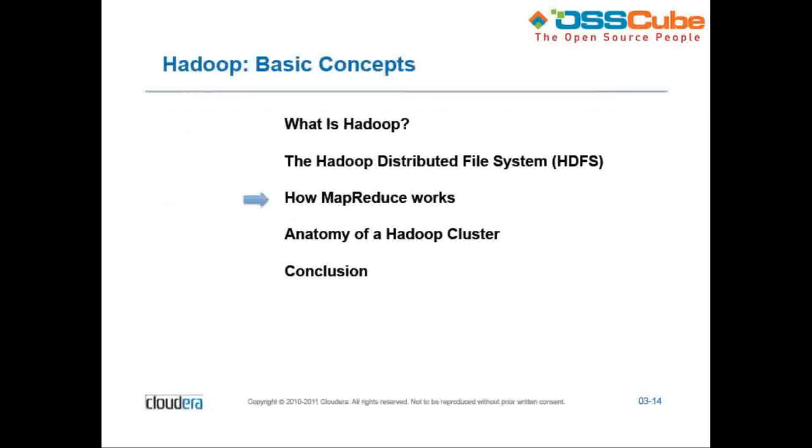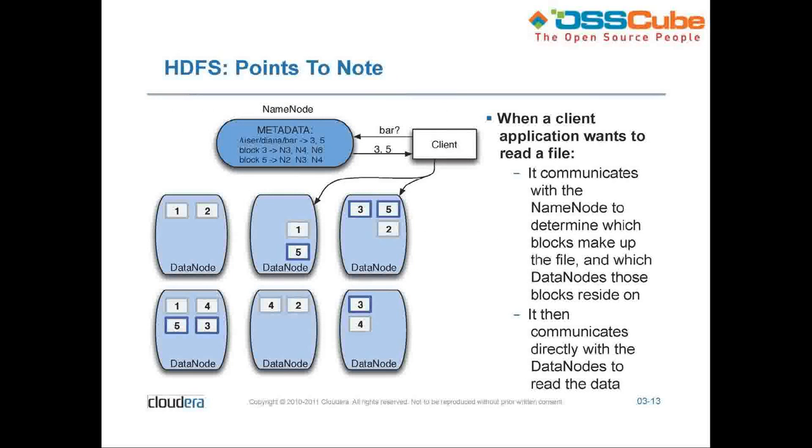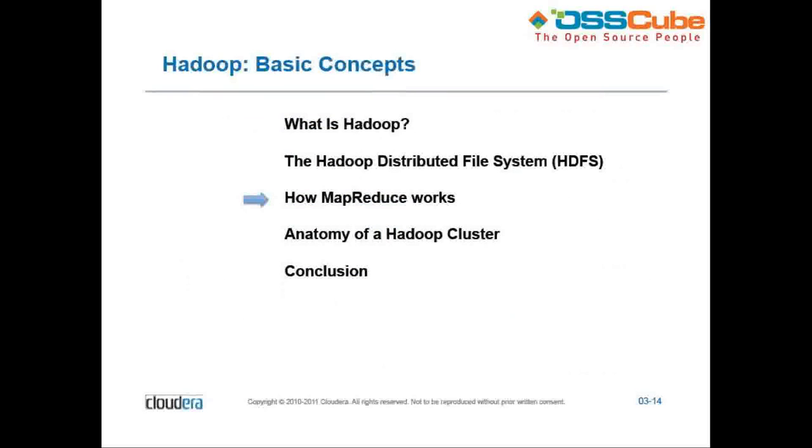So if I go back one slide, I can see that I have my data sitting on different nodes. Then my processing program is distributed to those nodes where this data is located, and it starts doing the processing there.